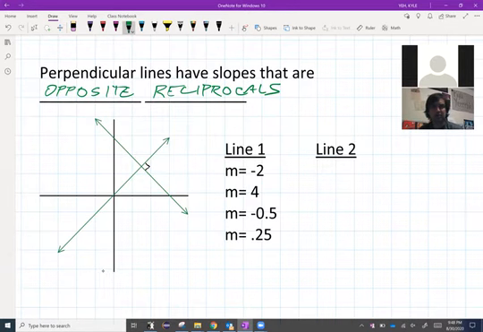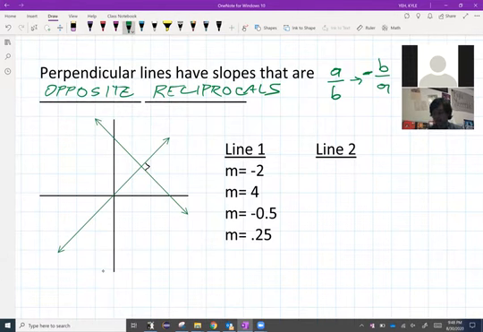Well, let's start with opposite. Opposite just means if one line has a positive slope, the other one has a negative slope. Opposite refers to the sign, positive, negative. Reciprocal, in general terms, the reciprocal of A over B is B over A. So we're just flipping that fraction. Opposite reciprocal means A over B should turn into negative B over A for that second slope.